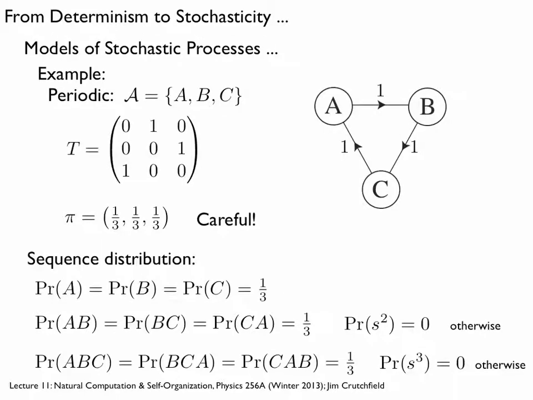Okay, well, maybe something simpler. Another example, a periodic process. So states A, B, C with probability 1, I go A to B to C to A, and so on. And then T is now just a permutation matrix. Each row just has a single transition probability.